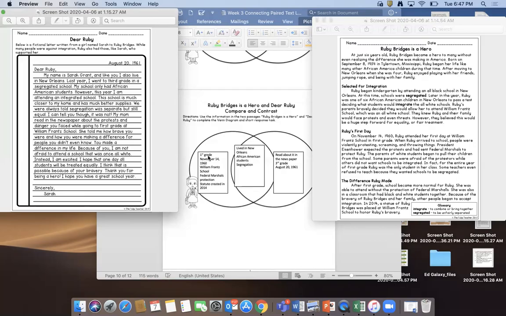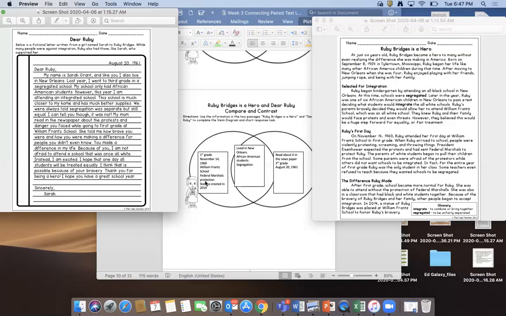Ruby Bridges was in first grade. She had an experience on November 14, 1960. She went to William Frantz School. The federal marshals had to come in to protect her, and a statue is created in her memorial at that school.